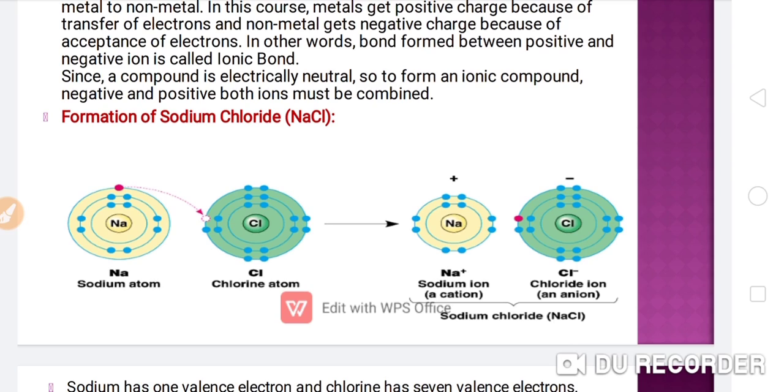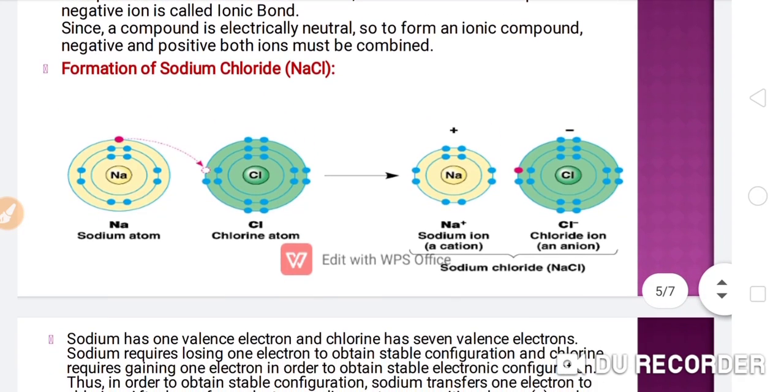During this process, one species is losing electrons and the other species is gaining the electrons. So one species will carry the positive charge and the second species will carry the negative charge, and together they will be a neutral species. That is known as sodium chloride. Through this equation, you can easily understand how sodium chloride will form.